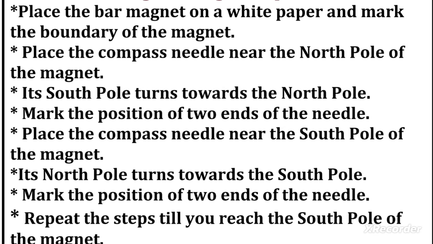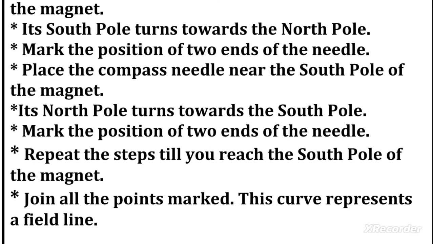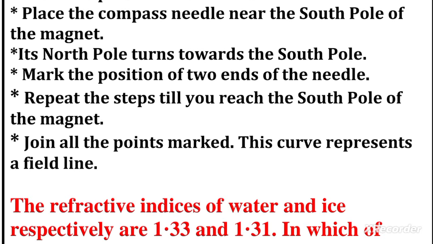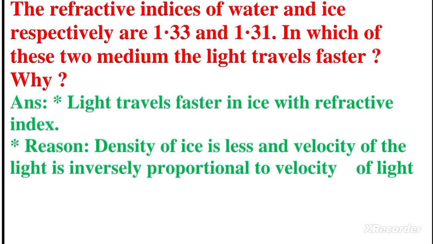Mark the positions of the two ends of the needle. Place the compass needle near the south pole of the magnet. Its north pole turns towards the south pole. Mark the positions of the two ends of the needle. Repeat these steps until you reach the south pole of the magnet. Join the points marked.